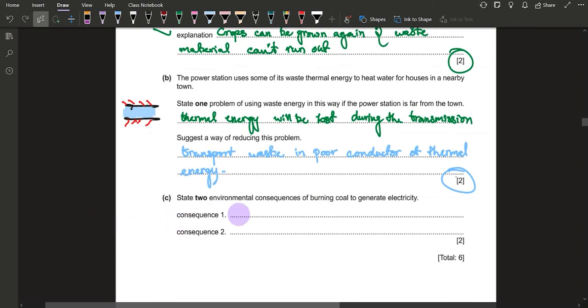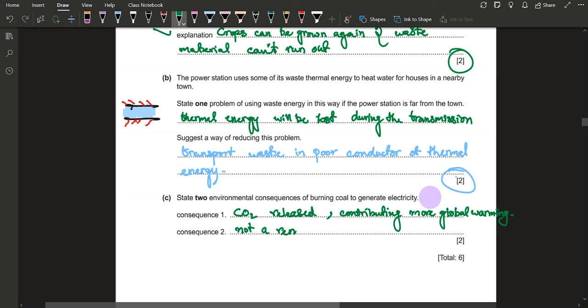Part C says state 2 environmental consequences of burning coal to generate electricity. The first, of course, is that carbon dioxide is released, so CO2 released. And because of this, we will have global warming, contributing more global warming. And the second consequence is that it's not a renewable energy method. So eventually we'll run out of coal, not a renewable method. And we are done with question number 3.